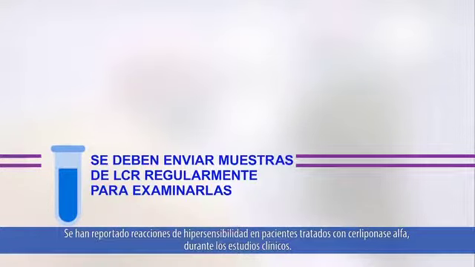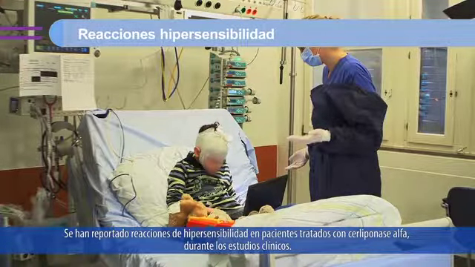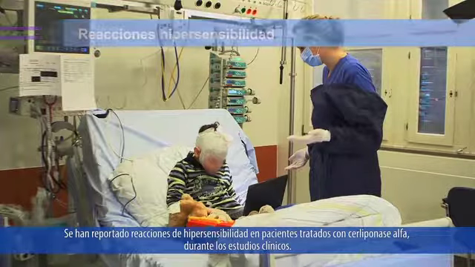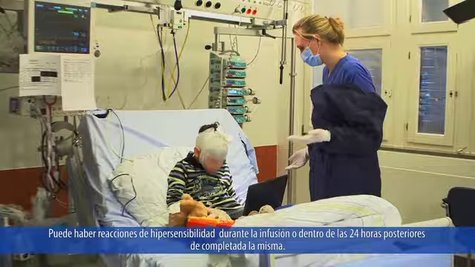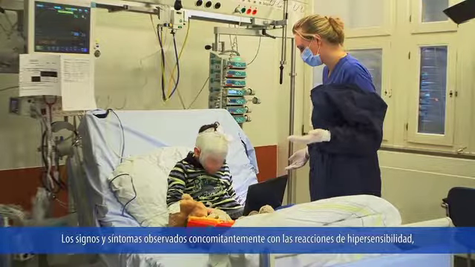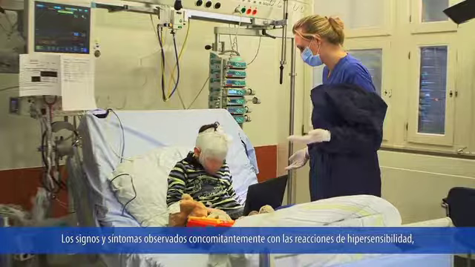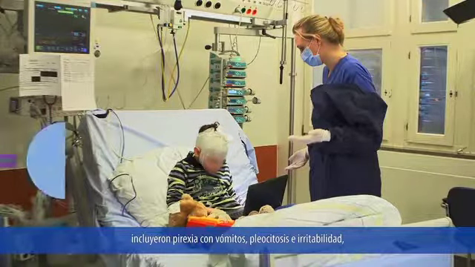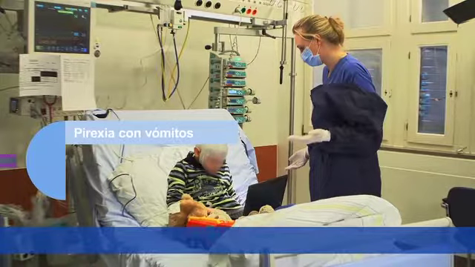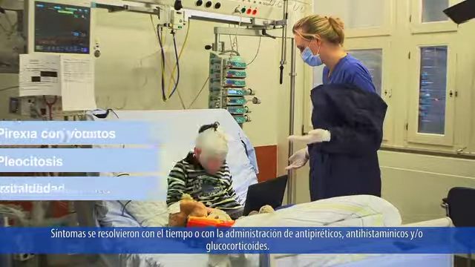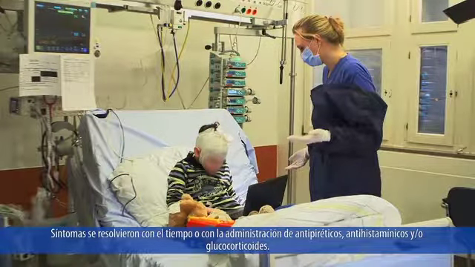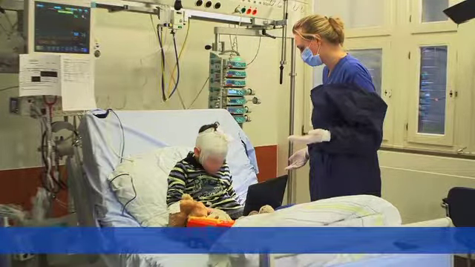Hypersensitivity reactions have been reported in solipinase alpha-treated patients during the clinical studies. Hypersensitivity reactions may occur during the infusion or within 24 hours of completion of the infusion. The signs and symptoms observed concomitantly with hypersensitivity reactions included pyrexia with vomiting, pleocytosis or irritability. Symptoms resolved over time or with administration of antipyretics, antihistamines, and/or glucocorticosteroids.